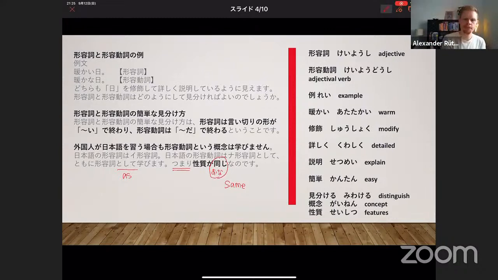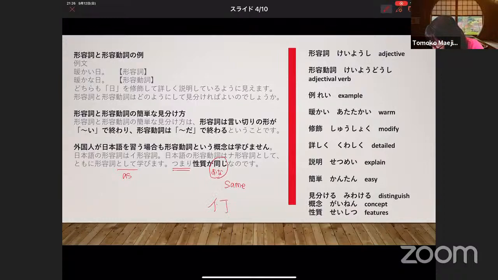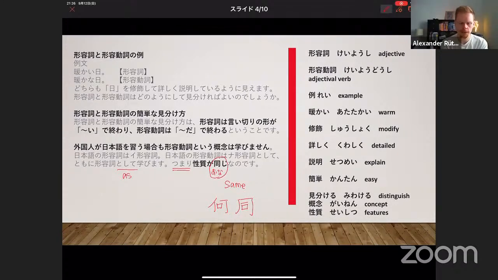But this kanji is different from the other kanji, right? Nani is this, and this one, 同じ, is this. So they're not the same, but the other one means the same. Okay, so that was the review.